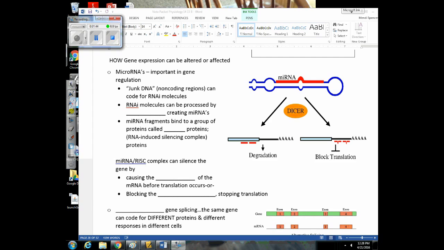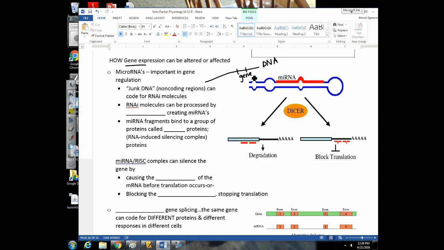Now I want to take a second to review how gene expression can be altered or affected. We've already talked about this in the molecular genetics unit. Remember that junk DNA, so I'm going to draw some DNA here, and we have areas that are considered genes, but then we have these other areas that are considered non-coding regions.